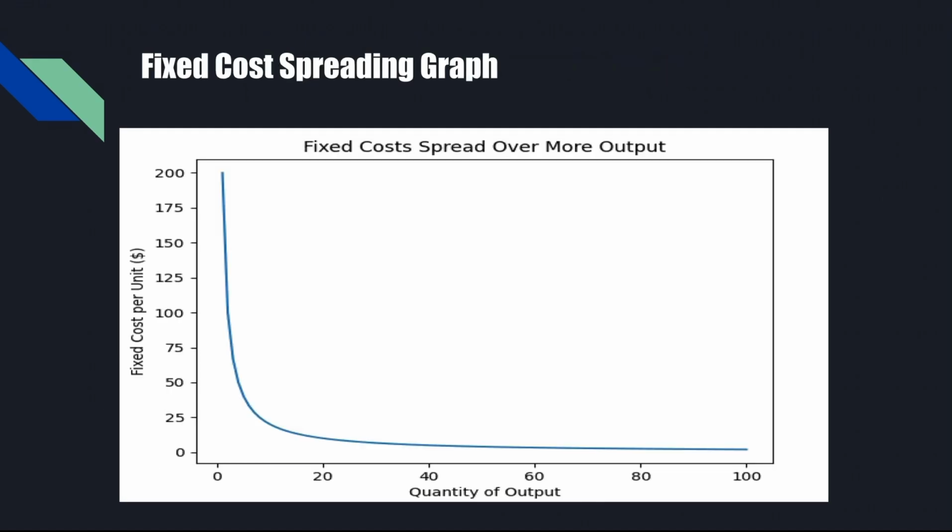So moving on, the fixed cost spreading graph demonstrates how fixed costs are spread across more units as output increases. Fixed costs include expenses such as equipment, buildings, and management. When production increases, these costs are divided across more units, which lowers the fixed cost per unit. This is another reason why large firms like McDonald's have lower average costs than smaller firms.